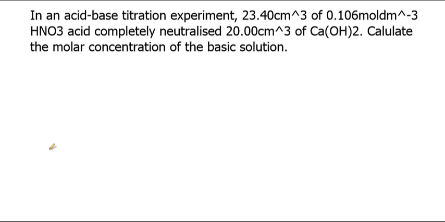In an acid-base titration experiment, 23.40 cm³ of 0.106 mol per dm³ trioxonitrate(V) acid completely neutralized 20.00 cm³ of calcium hydroxide. Calculate the molar concentration of the basic solution.